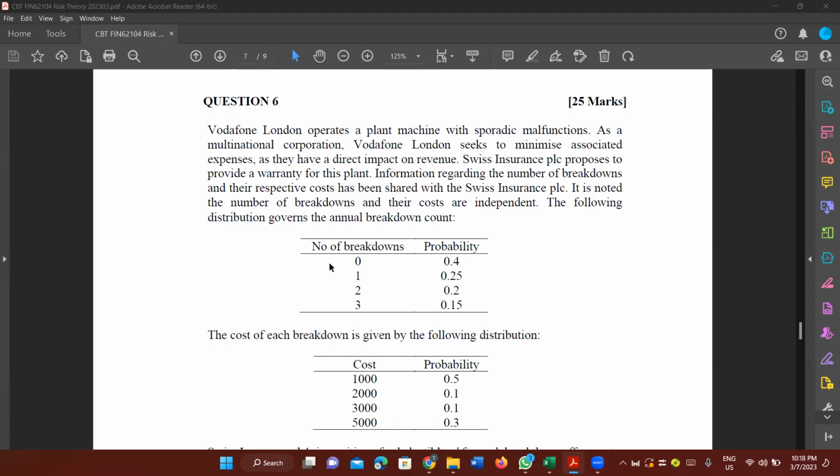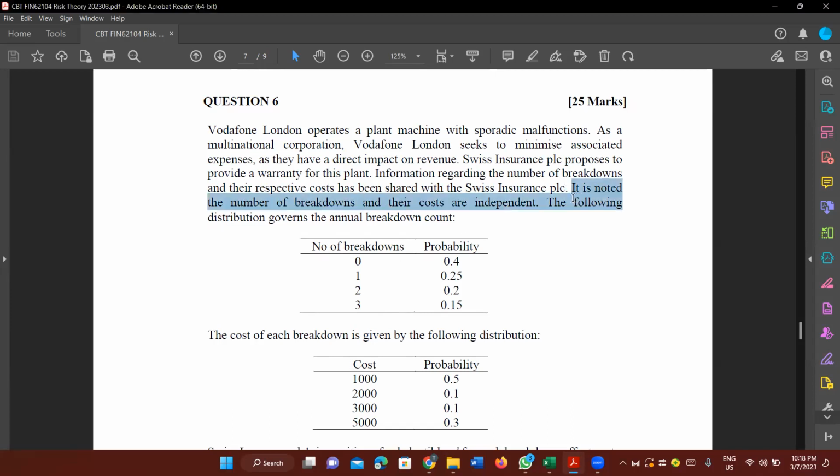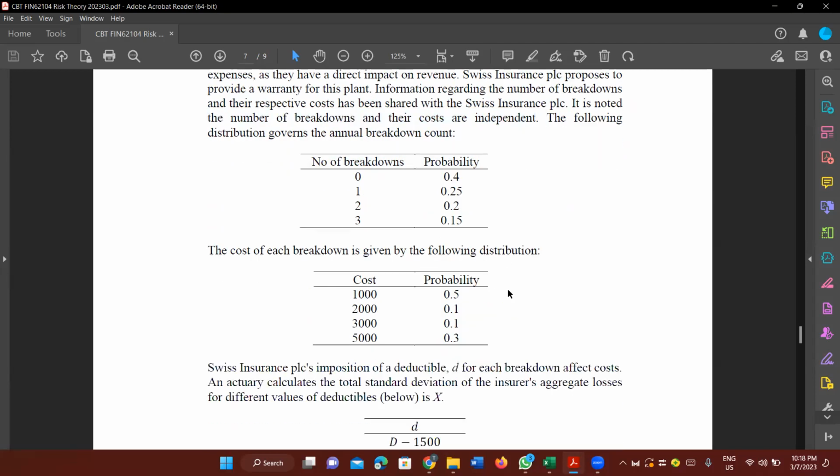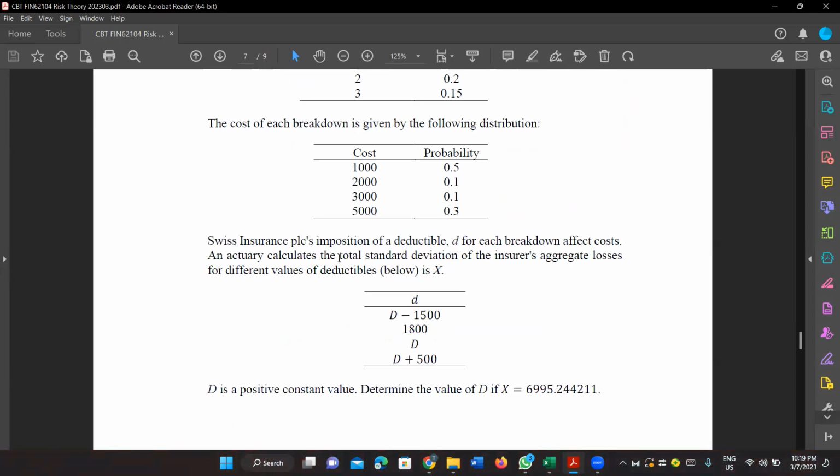Question 6 is about the aggregate loss model. In this question, N is the number of breakdowns and X is the cost. The question also states that the number of breakdowns and their cost are independent. The probabilities are given also. The question also gives the deductible for each breakdown affecting cost.